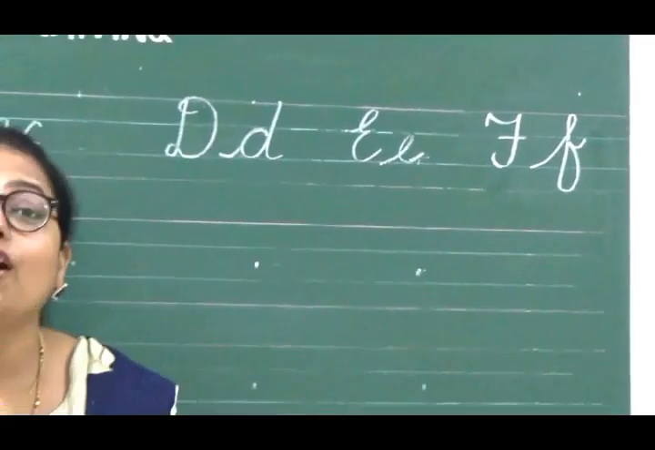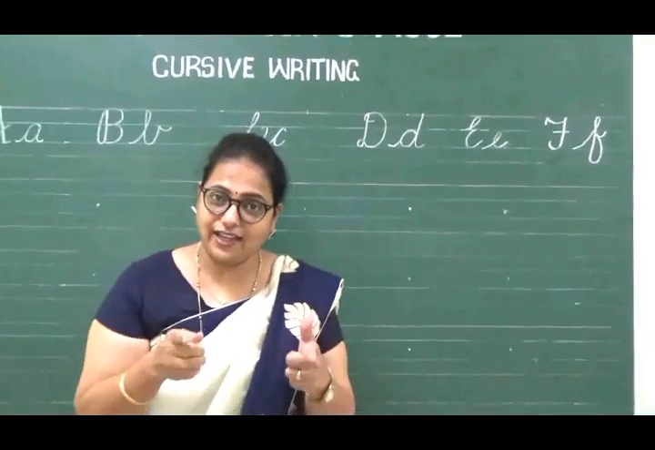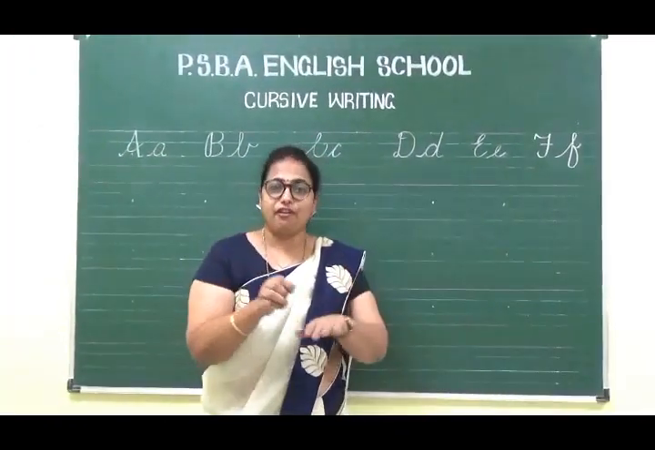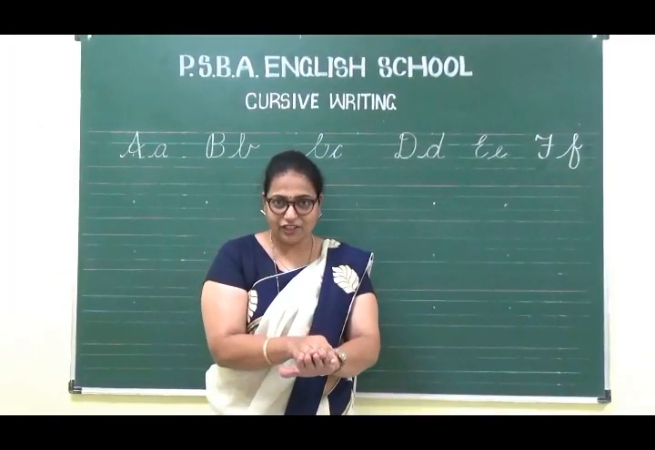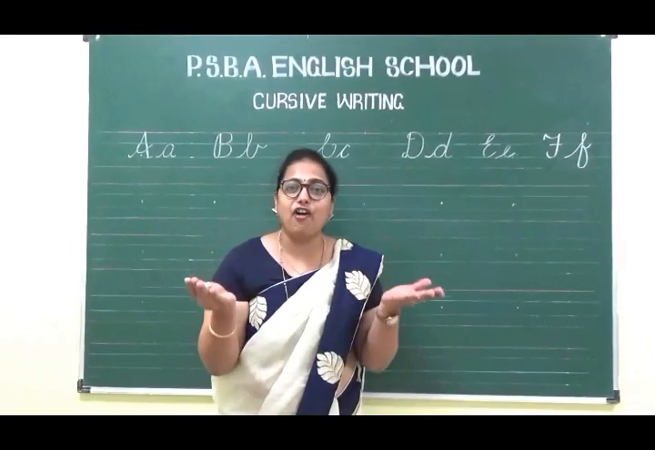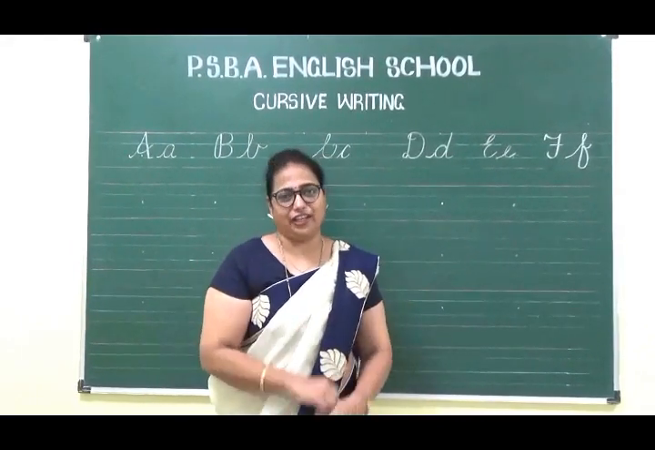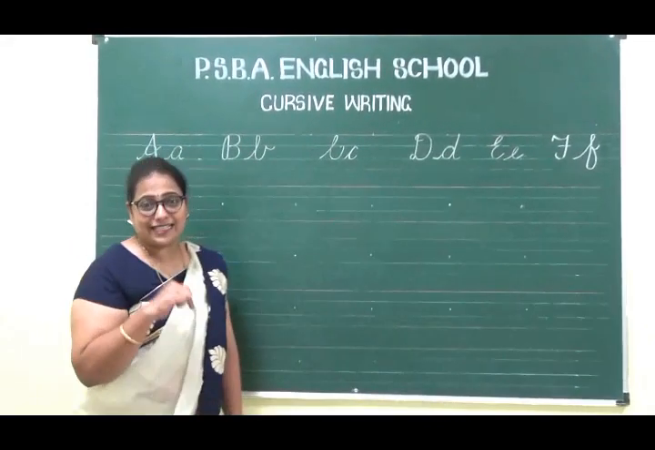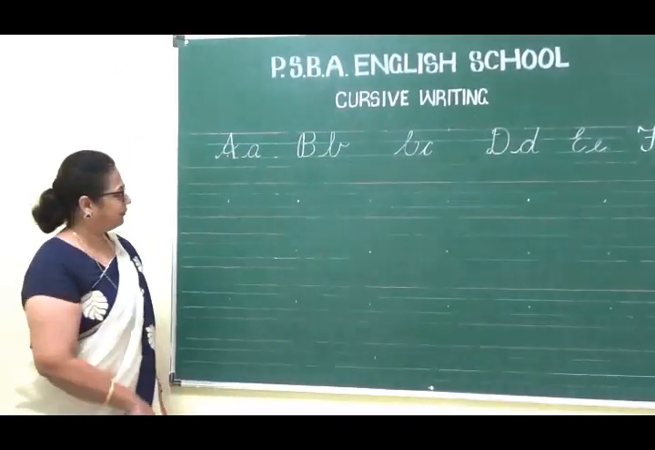F says F. F for fish. Yes, children, F for fish and F for friend. Very good. Now let us move to the next letter, letter G.